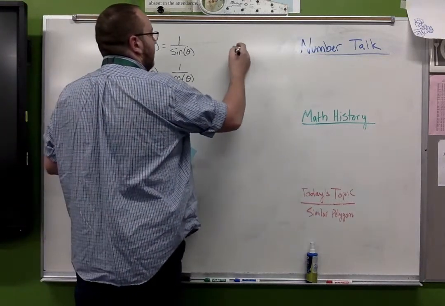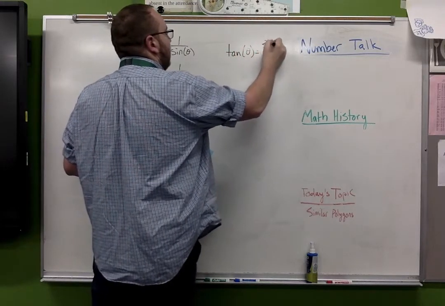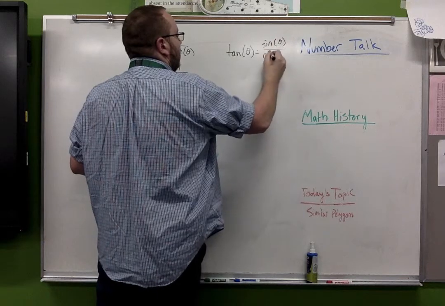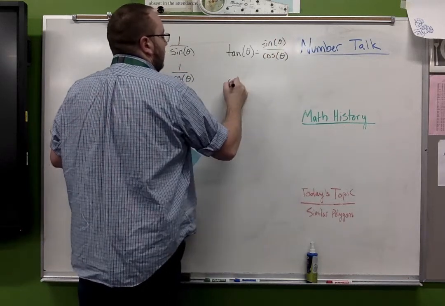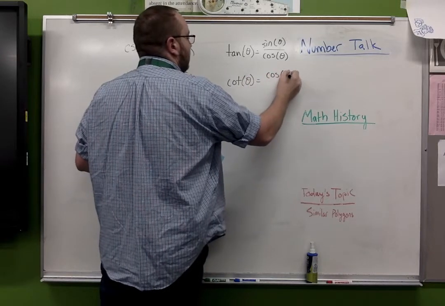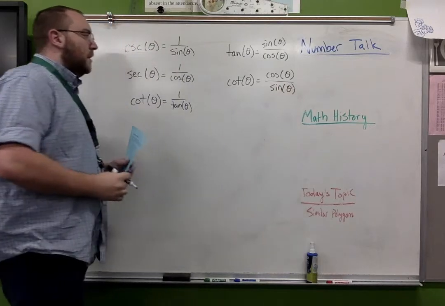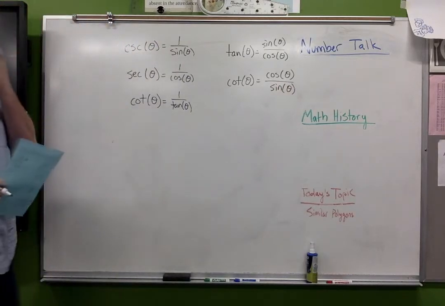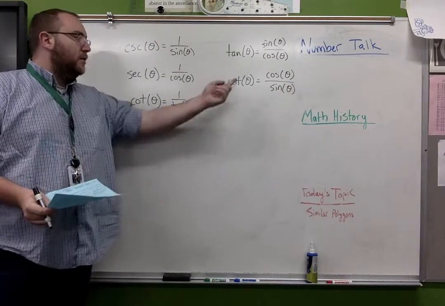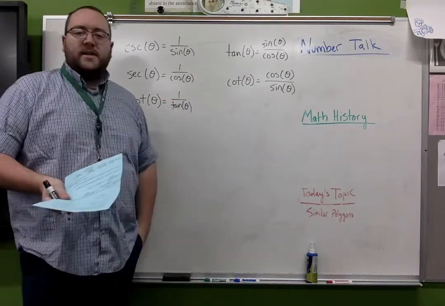Here's some other ones. Tangent is sine over cosine. And cotangent is cosine over sine. Okay, you should already know those definitions, but they're now called identities, right? They're an equation, it has an equal sign, that's always true. These are called the quotient identities.